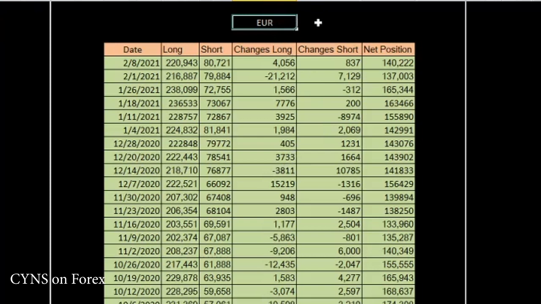If we look at the commitment of traders perspective, which is what hedge funds are currently doing in this market, what we can see in the last report is that net position has increased from 137k to 140k, with 4k longs added and only 800 shorts. Currently we have 220.9k longs and 18.7k shorts from an institutional perspective.